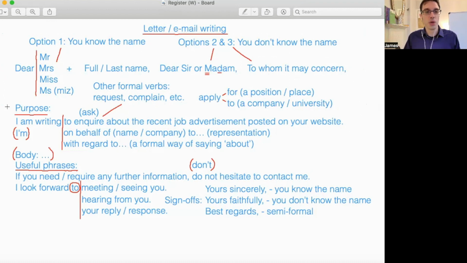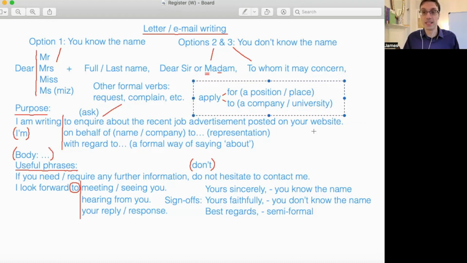Okay. So I want you to imagine that maybe you've got a letter where you have to write an email to someone or a company applying for a job. You've seen a job and now you would like to apply for it. Actually, I've written that over here. There's a difference in prepositions. You apply for a position or a place, okay? Like a place at a university. Or you say apply to, and that's applying to a company or the university in particular.